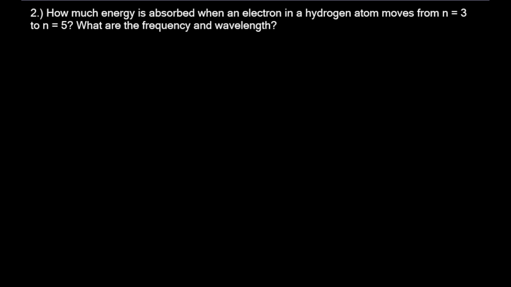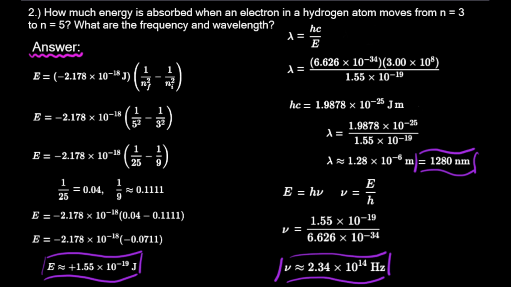Here's question number 2. It reads, how much energy is absorbed when an electron in a hydrogen atom moves from n equals 3 to n equals 5? What are the frequency and wavelength? Here's the solution to number 2. Let's walk through how to solve this problem step by step.